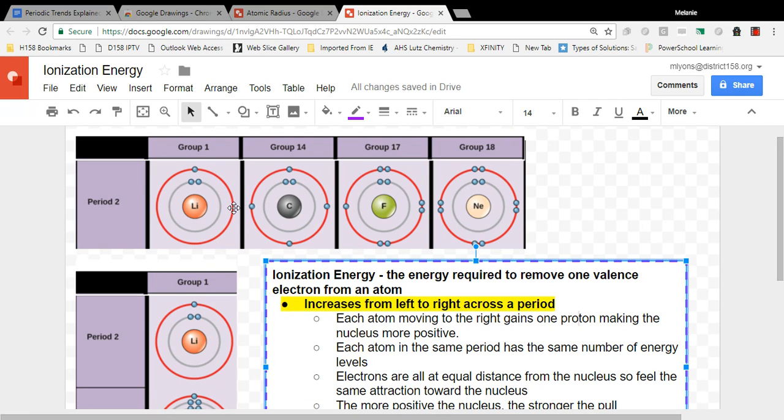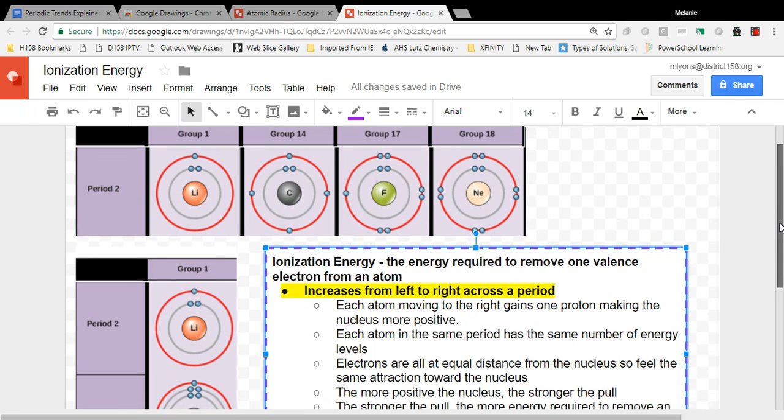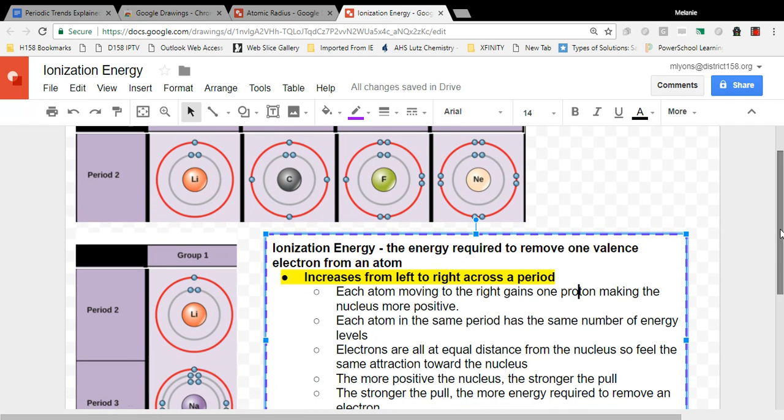We also know that as we go across, each atom has its valence electrons in the same energy level. All of the valence electrons for atoms in the same energy level are in the same valence shell. That means they're the same distance from the nucleus, so they feel the pull from the nucleus the same. Whether there's one electron or 6 electrons, they feel the nucleus the same.